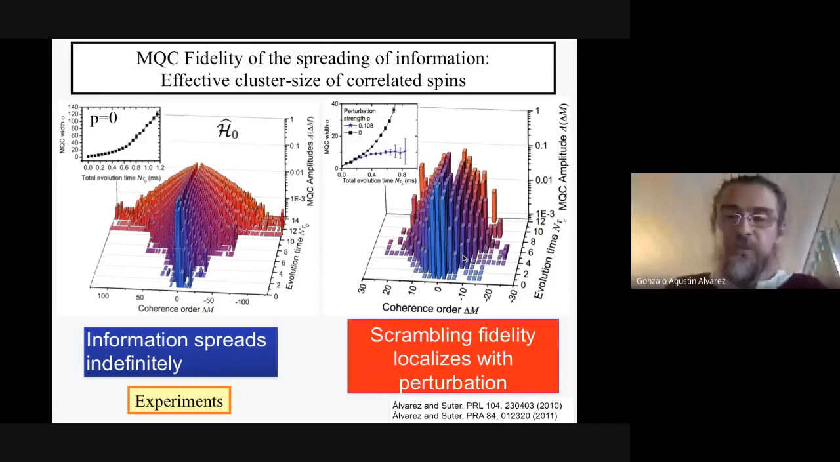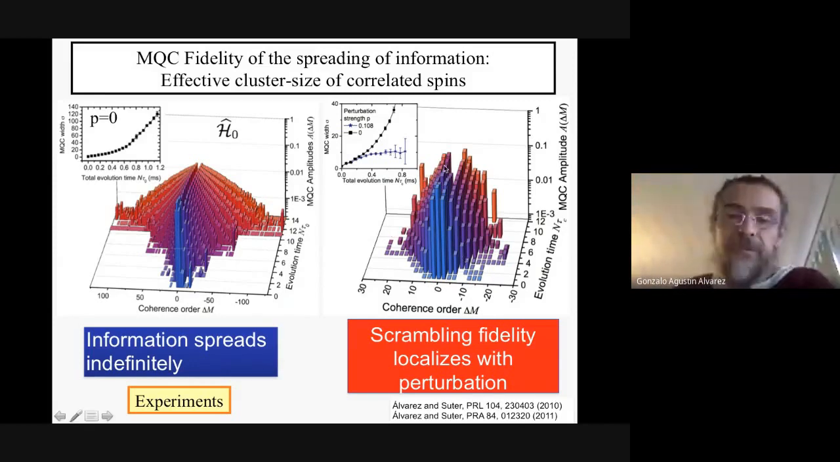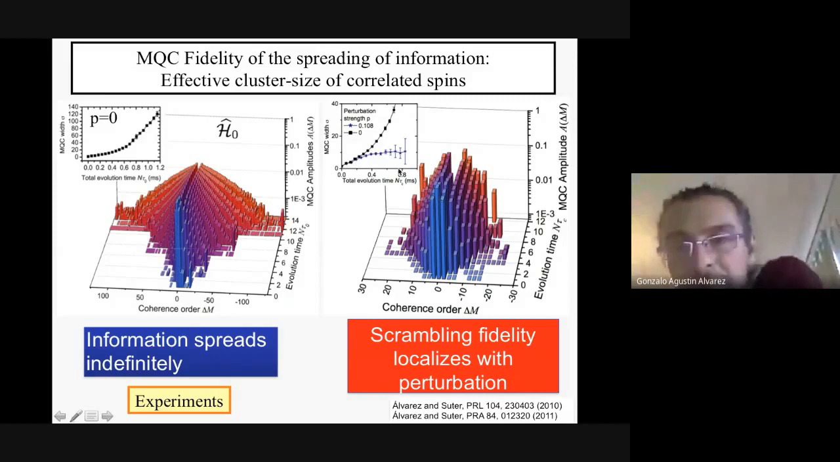So I can propagate information, probably indefinitely, with a perturbed and unperturbed evolution. But if I want to do it in a controlled way, I can only assure that I can do it for a bound of the number of spins that I can correlate. And this is the information that I'm getting from this experiment. So I see these localization effects on the fidelity of the scrambling of information in the system.